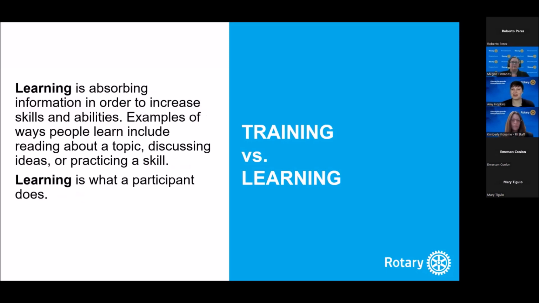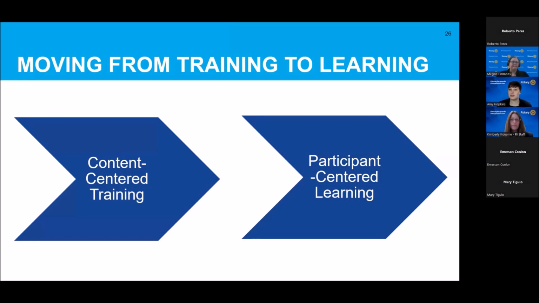So I mentioned earlier, our newsletter is now called Learning in Action instead of Training Talk, really focusing on that learning to make sure that our participants are active. And the reason we're doing this is we're moving away from just content-centered training to participant-centered learning, looking at our individual members, officers, how are we including them in the learning so they can be the best they can be in their Rotary roles, as well as transferring those to their professional lives.